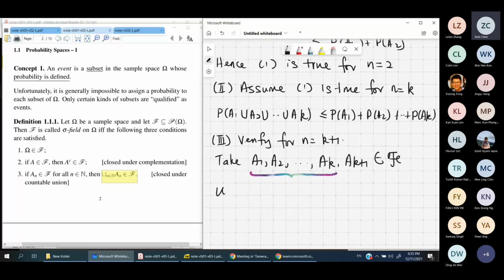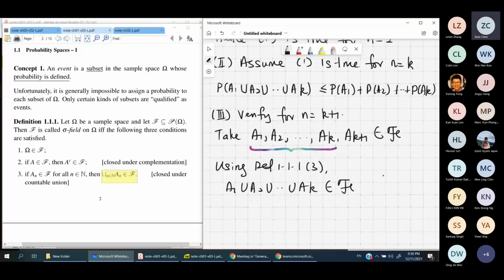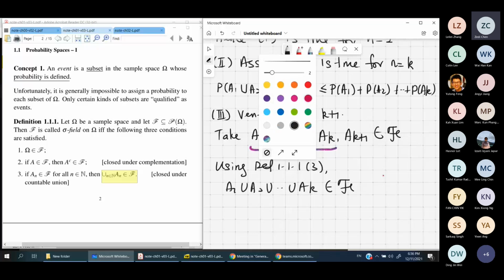Okay, then we're using the definitions, part 3, 1.1.1, part 3. And all these are events. Then we can see that A1 or A2 up to AK must be an event. So that means now we can assume this is our B, and this is our A. Then you can apply the formula in tutorial 1, question 9.